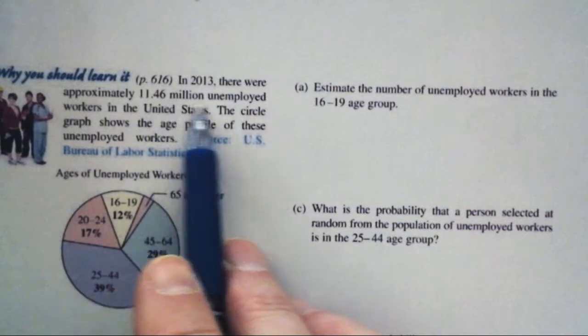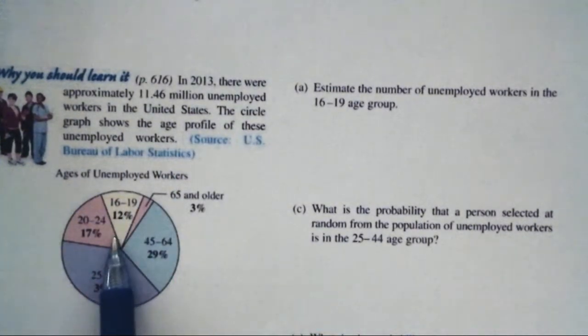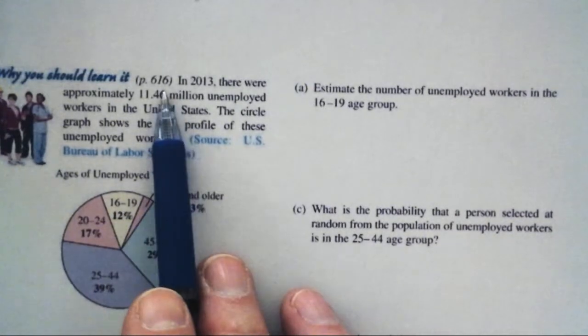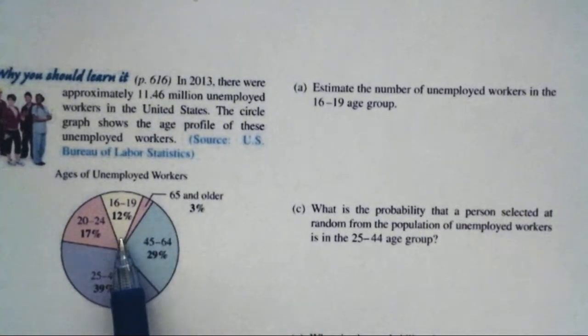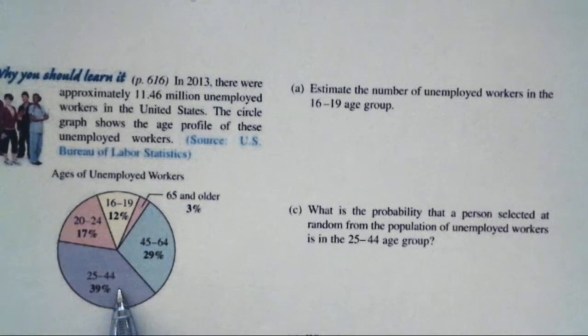Approximately 11.46 million unemployed workers in the U.S. Now, they don't give us the exact number. When you have a massive number like that, you don't have to worry about accounting for it. Let's say I'm going to draw three people, what's the probability that they're 39%? I don't have to say that they're between 25 and 44. I don't have to say that's 39% because I drew one of them out and it changed the percentage.